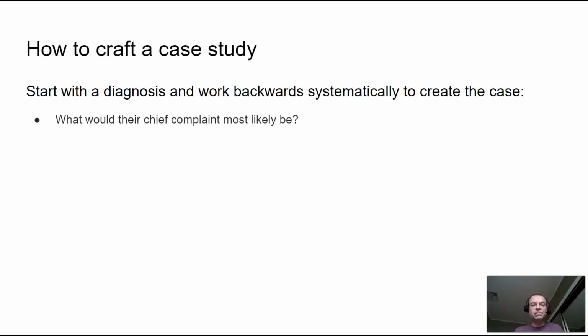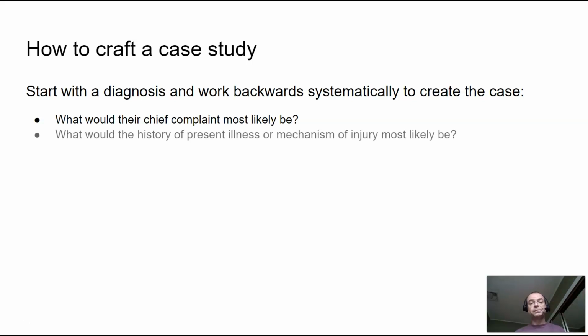Okay, so let's start with chief complaint. We have to figure out what the chief complaint would most likely be for the diagnosis that we're working toward. How would the history of present illness or mechanism of injury support that?